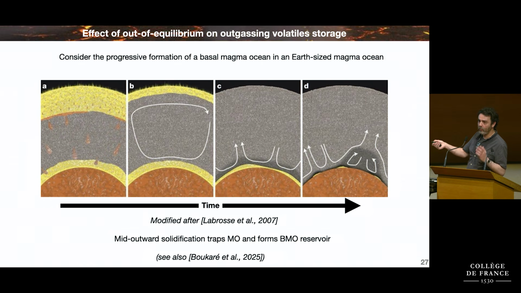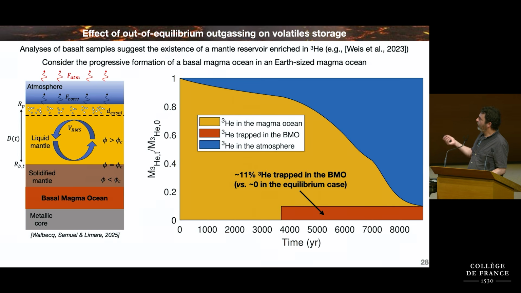And this means that you're going to separate the surface magma ocean from the bottom magma ocean. And some part of it can host some volatiles, for instance. So we wanted to investigate how much of the volatiles we could store in this basal magma ocean. And we've investigated here with these coupled parameterized convection models.